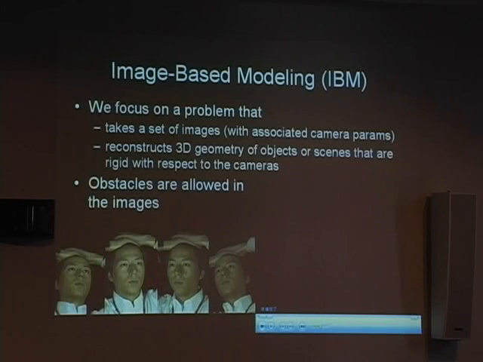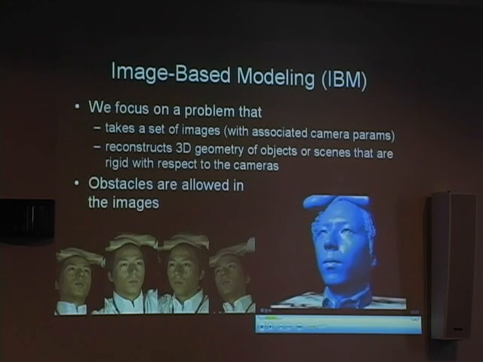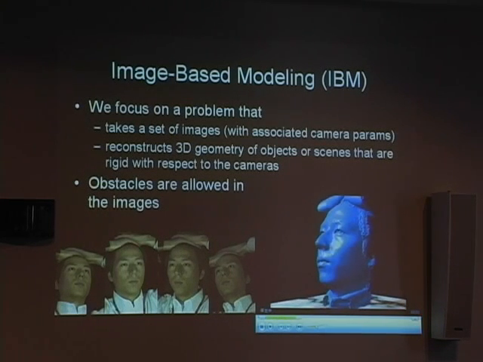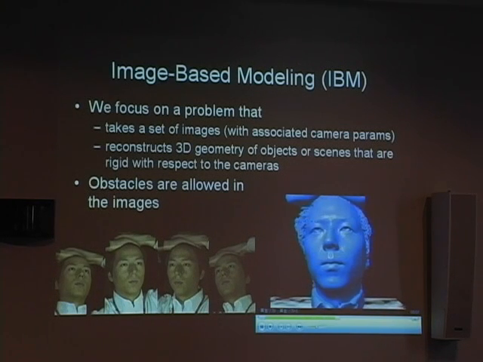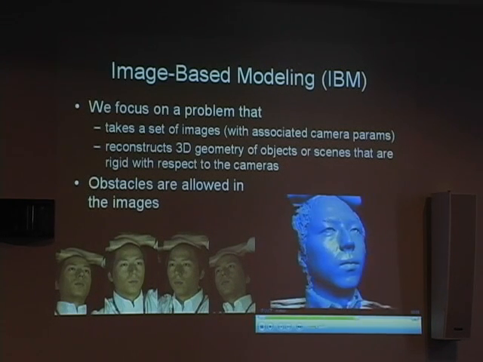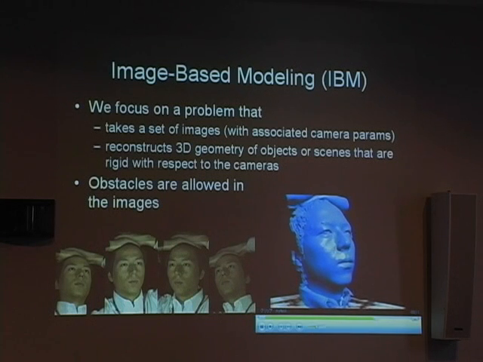Also, by the way, feel free to stop me and ask questions at any time. So more formally, we focus on a problem that takes a set of images with camera parameters. We assume that the camera parameters are already given, so cameras are calibrated. And we are going to reconstruct 3D geometric information of objects or scenes that are rigid with respect to the cameras. That's a key idea.